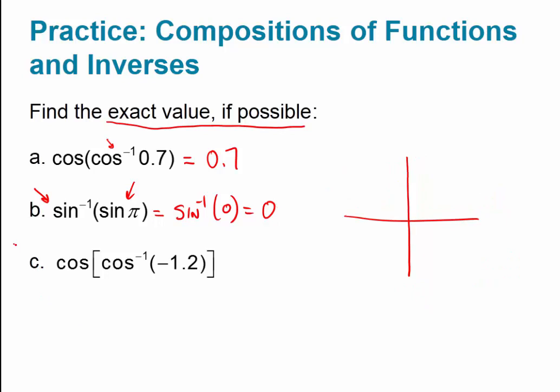Alright, let's take a look now at C. And let's make sure, just like in B, that we can actually evaluate this thing. If we can evaluate this thing, we'll see. But we can't just immediately say it's negative 1.2 without investigating. So let's see. The cosine inverse, remember, is restricted between 0 and pi. So I can only take angles between 0 and pi. And this thing is trying to find us an angle. This is asking cosine of what angle gives us negative 1.2 for an x coordinate.